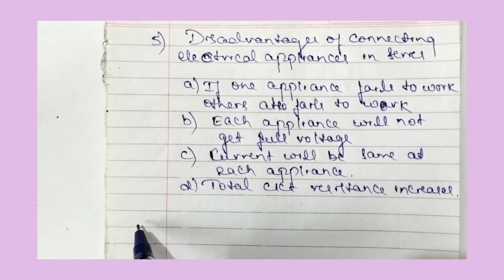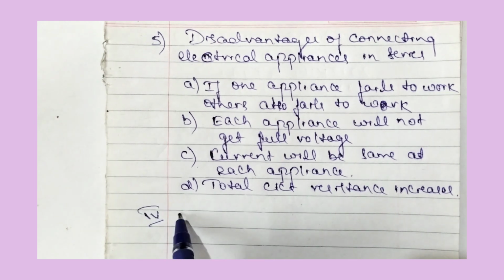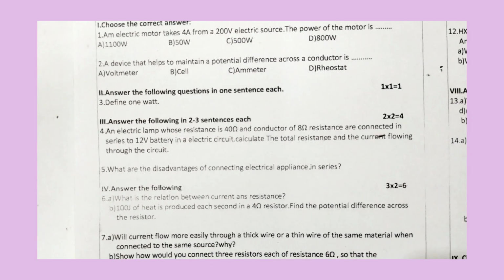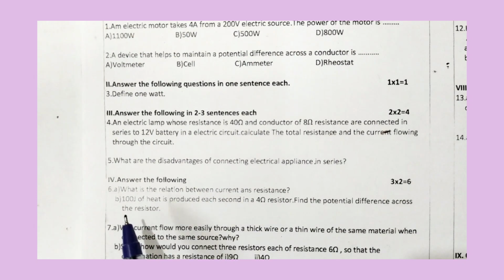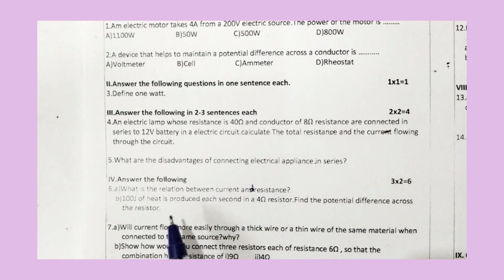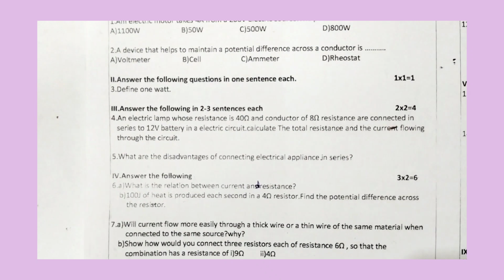So now let us move to the fourth main. This is sixth question in that one A. So let us see what that question is. Sixth question. What is the relation between current and resistance? Then one more question is given. 100 joules of heat is produced in each second in a 4 ohm resistor. Find the potential difference across the resistor. So let us answer both the questions.